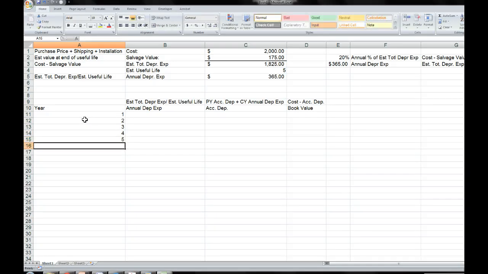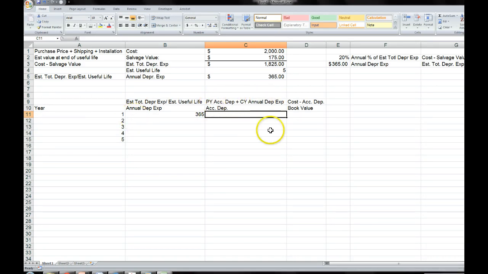And this says that it was purchased in January, so we don't have to worry about calculating a partial year. We're just going to calculate for a full year. So we need to calculate our annual depreciation expense, right? Well, we actually already did. We know it's going to be $365. So we want to calculate our accumulated depreciation. Well, the way we're going to do that is that we are going to use the prior year accumulated depreciation plus the current year annual depreciation expense. Well, this is our first year.